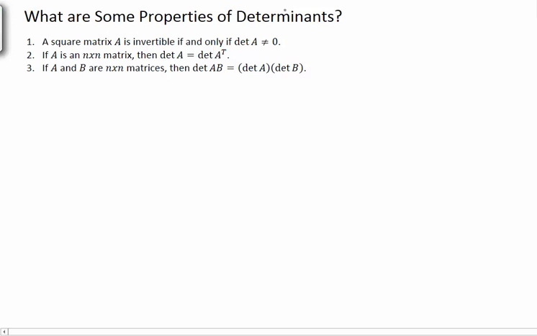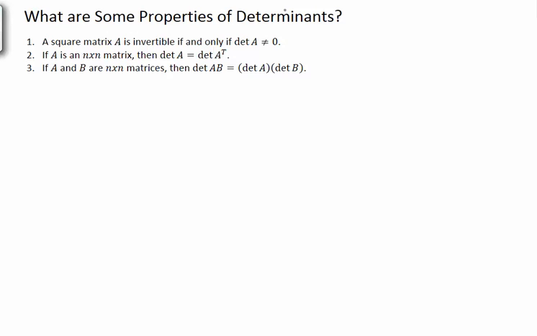2, the determinant of A is equal to the determinant of A transpose. So this comes from the fact that I can do cofactor expansion on either a row or a column. The only thing the transpose does is switches rows and columns. So it's not actually going to change anything.